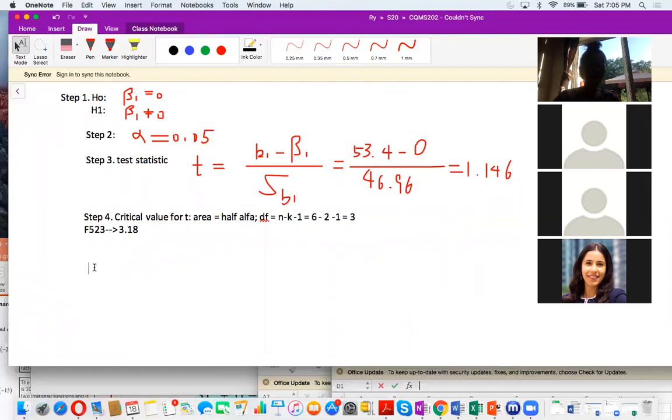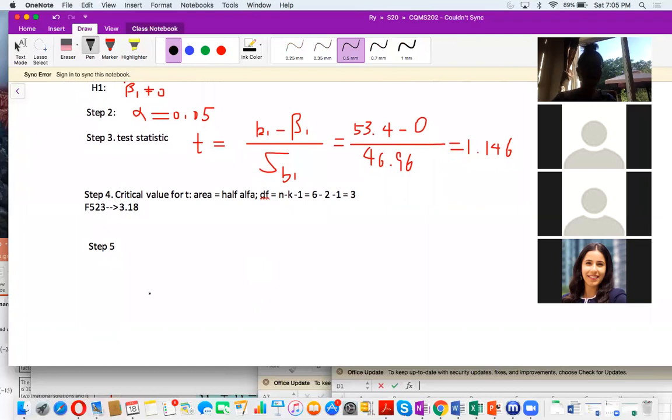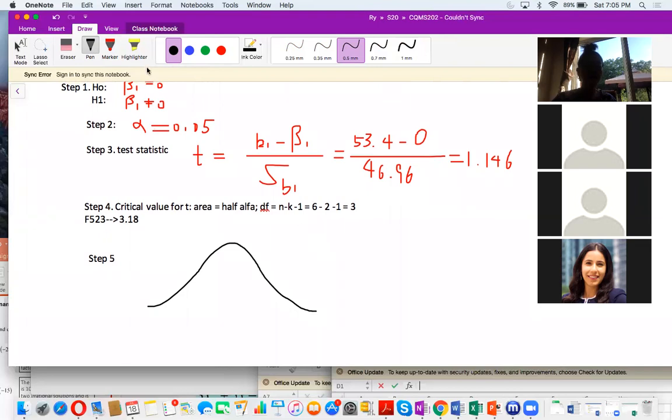And step 5, draw conclusion. To draw a conclusion, you'd better draw a diagram. This is the T distribution. In this T distribution, you label the critical value. Let me draw the x-axis. Critical value is 3.18. This is the critical value. The critical value decides the rejection region. This is the rejection region.